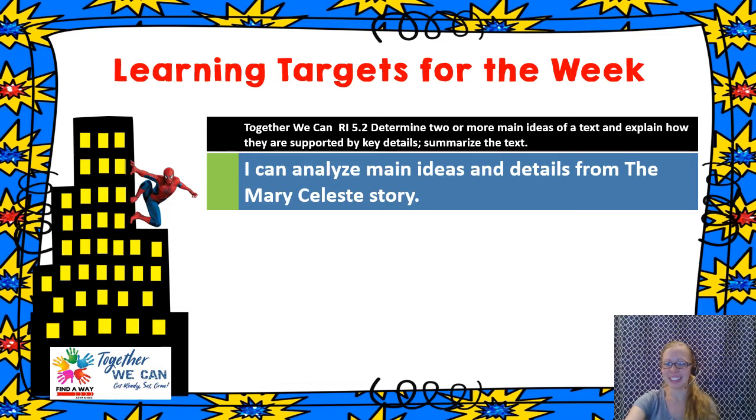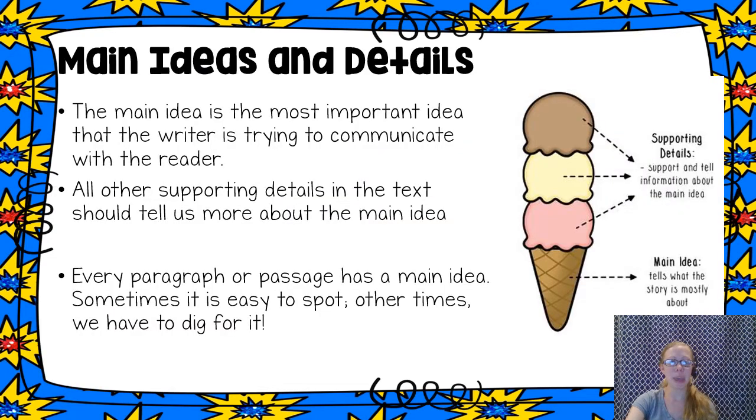So let's get started. Main idea is the most important thing that the writer is trying to communicate to the reader. And everything else in the text should tell us more about that main idea. That main idea is like the one central idea. Every paragraph or passage or a nonfiction story has a main idea. Sometimes it's easy to find, other times we have to do a little bit more digging for it.